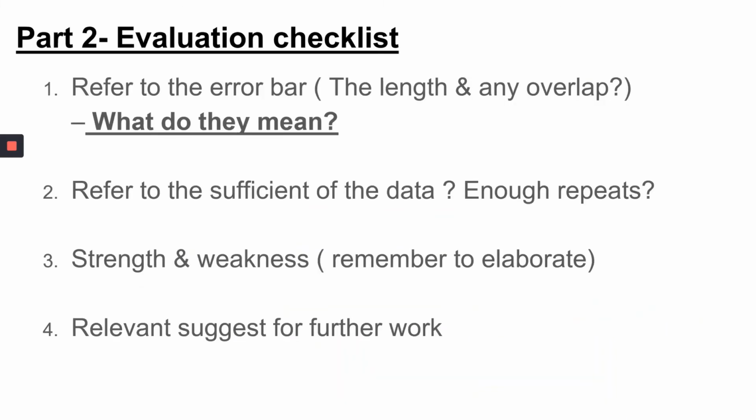So next one, just a very quick checklist. We've talked about the error bars and what they mean, so that is the second level already. Referring to the sufficiency of data, whether you have enough repeats, and also, for example, the range of your interval, is it wide enough to establish a trend? Strengths and weaknesses, which I just mentioned already, and relevant suggestions for further work.